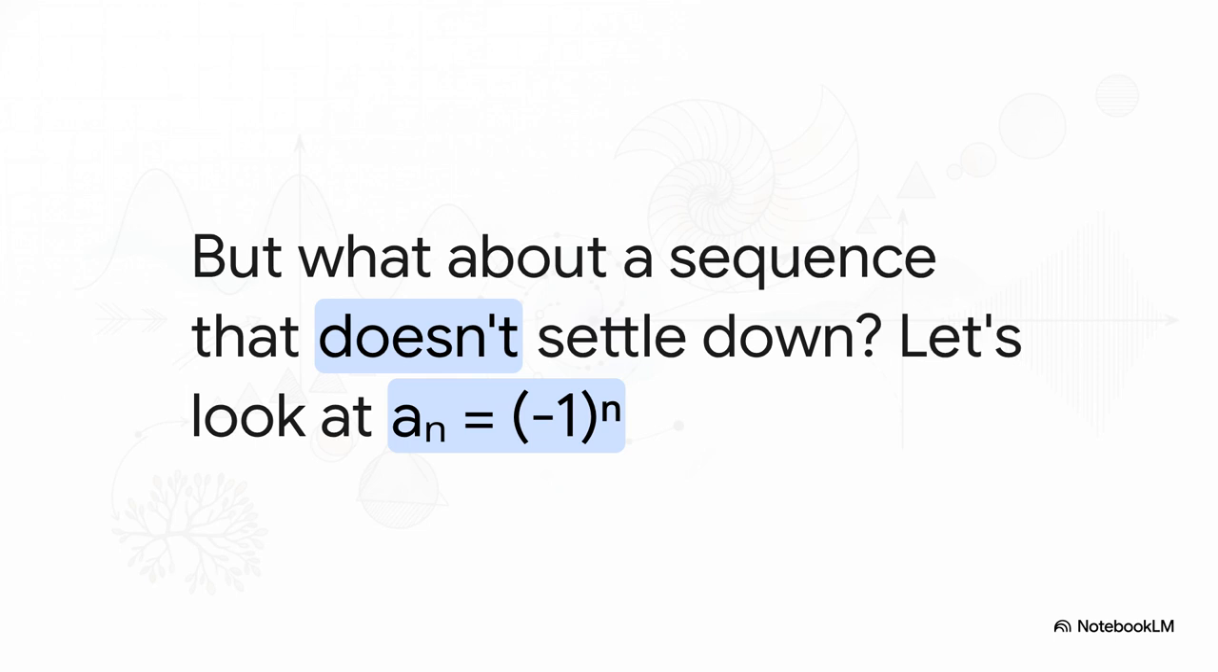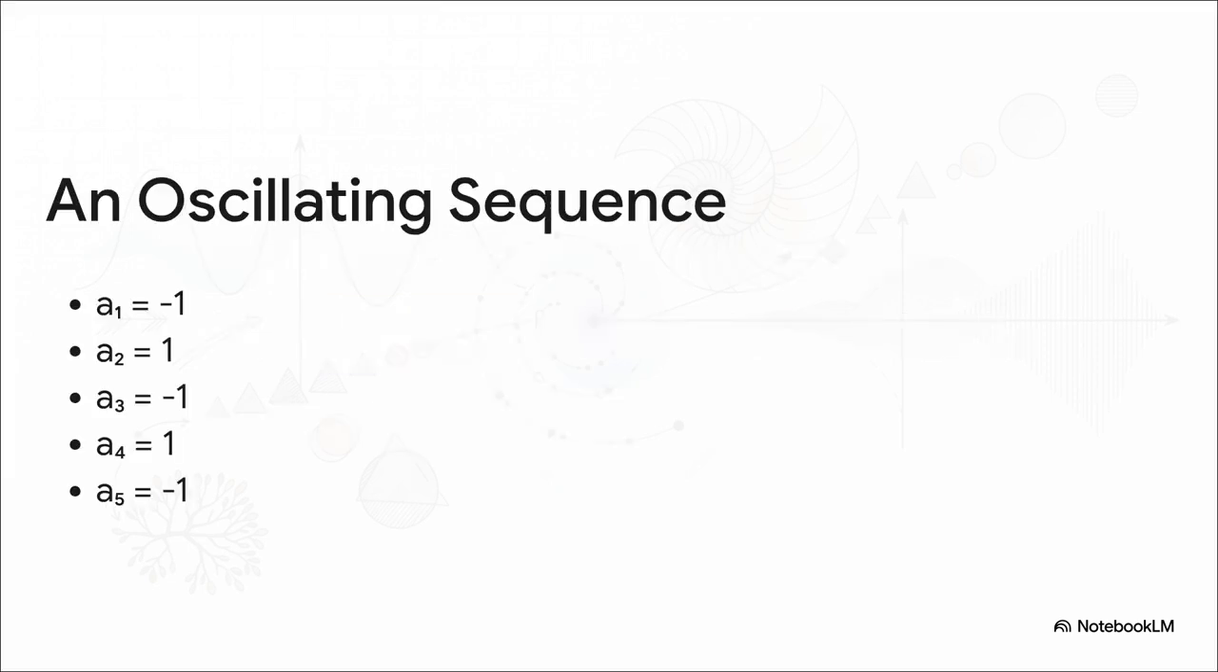What happens when a sequence just refuses to settle down? Let's take a look at a classic troublemaker. Let's just write out the first few terms and see what happens. The first term is -1. The second term is +1. Third term, back to -1. Fourth, +1. I think you see the pattern here. It's just going to flip-flop between -1 and +1 forever.